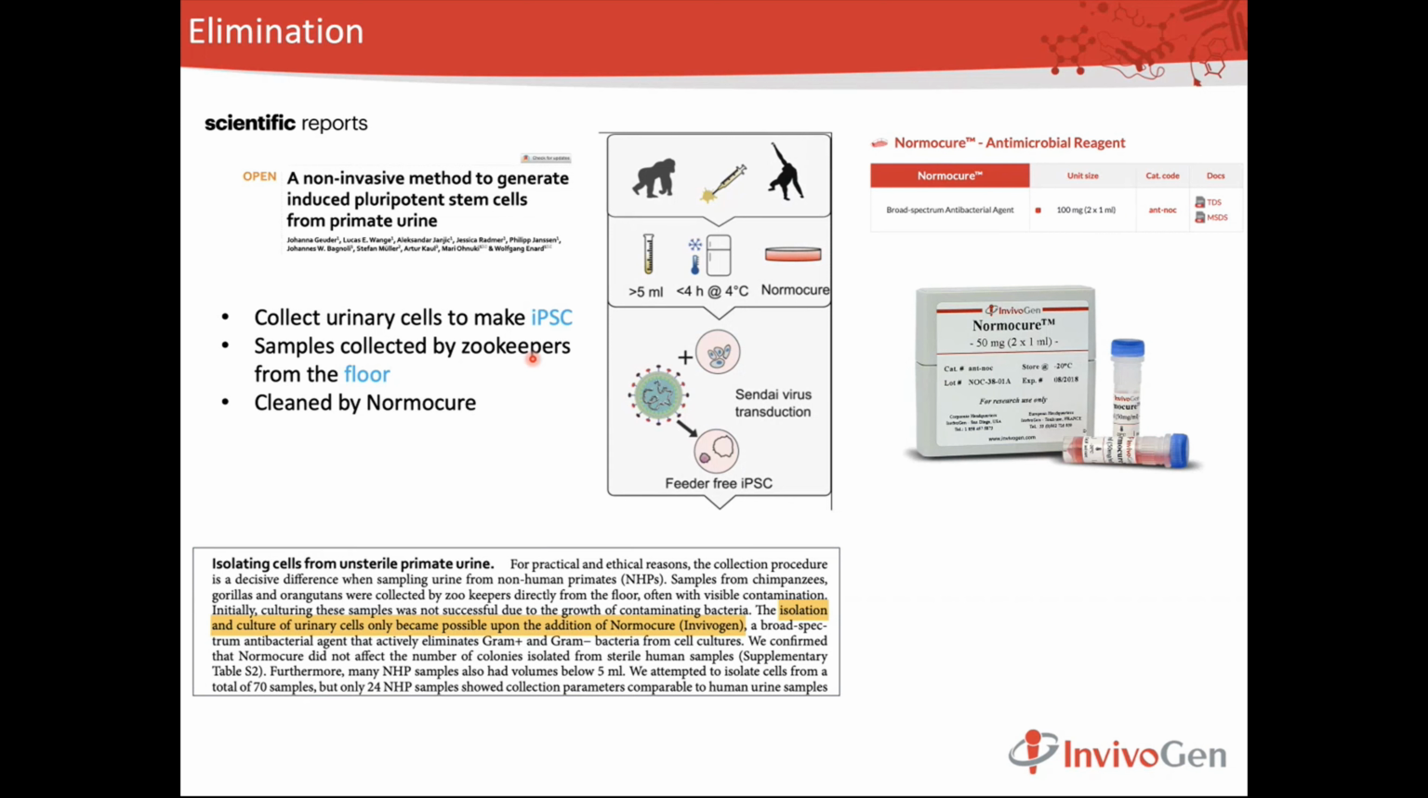So this is a very interesting use of the product. Normally, we only expect it to work in a laboratory situation. For example, you have a small-scale contamination of bacteria, then it may work. But then this Scientific Reports paper actually shows that it can work in a much worse situation, much worse than we expected when we developed this product. So this is very nice and also shows the power of Normocure.